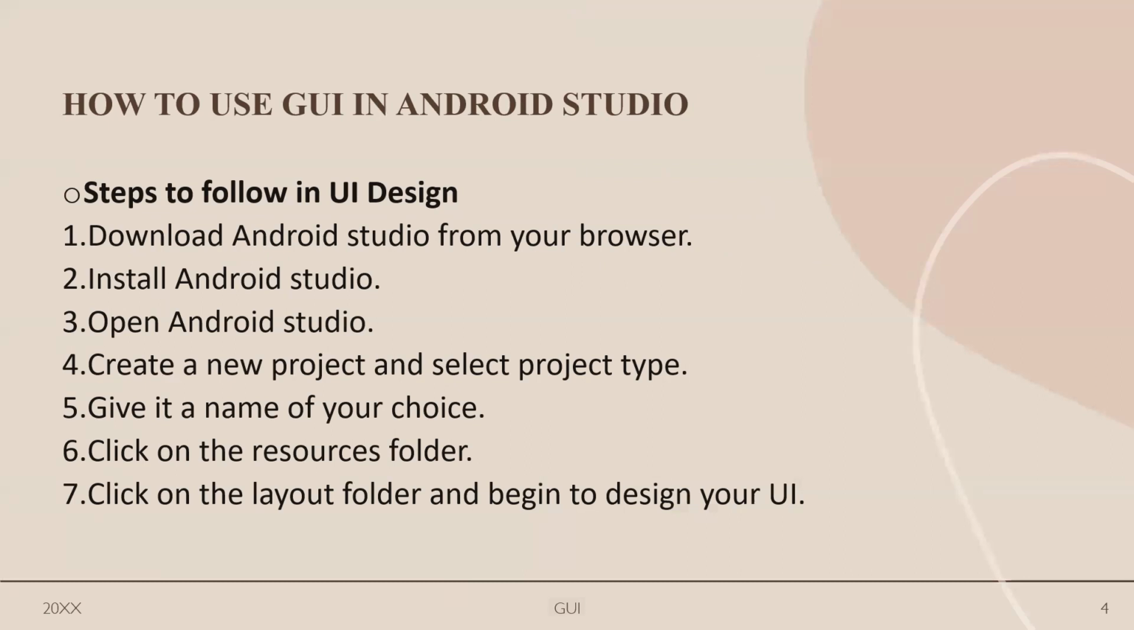Now, how do we use a GUI in Android Studio? First, we need to download Android Studio from the browser and install it. When we open the app, first we need to create a new project and select the project type. We have to name the project, then click on the resource folders and the layout folders and begin designing the UI. We will now see how to create projects in Android Studio.